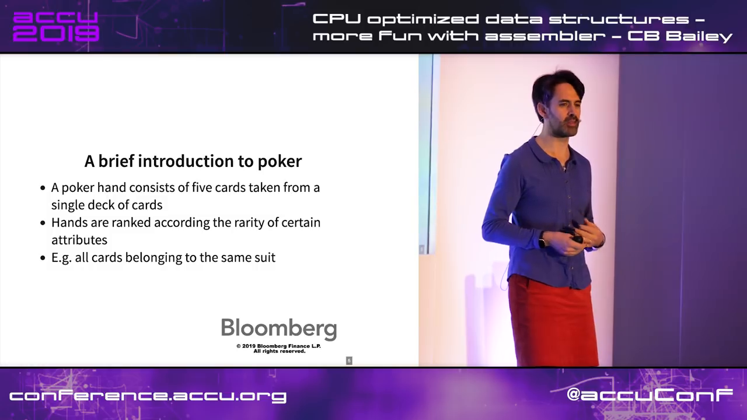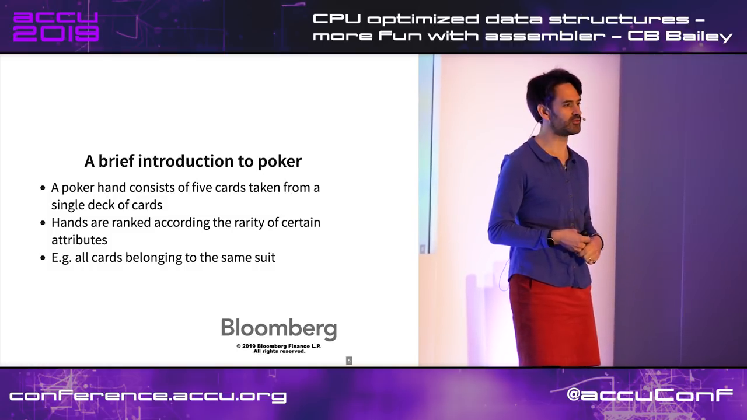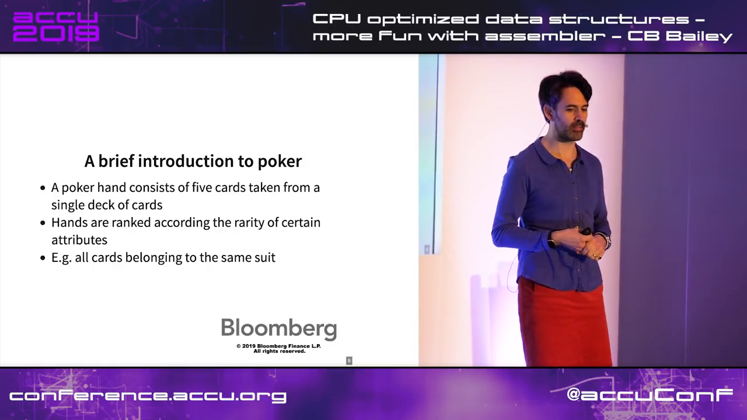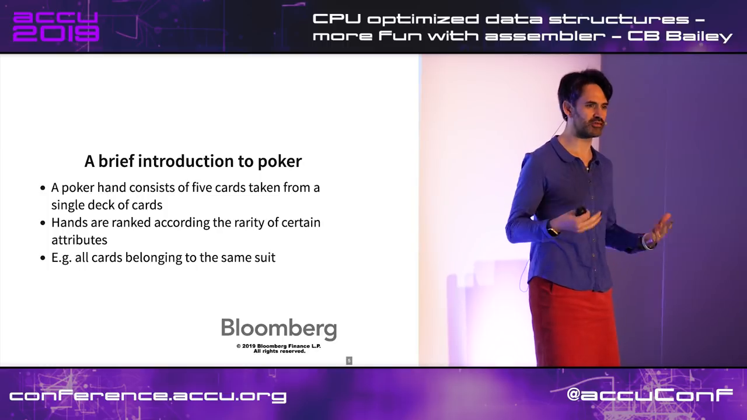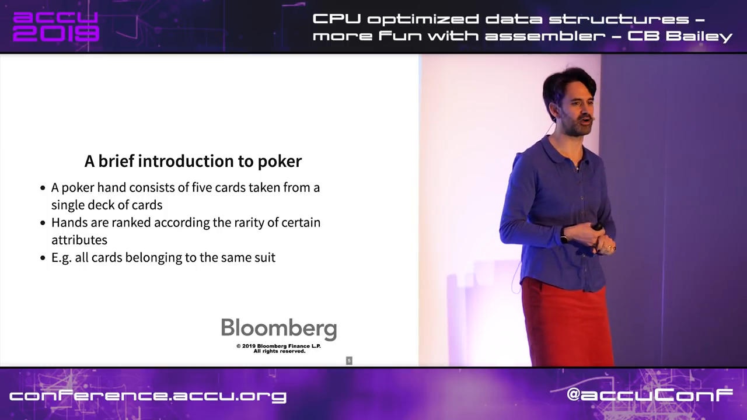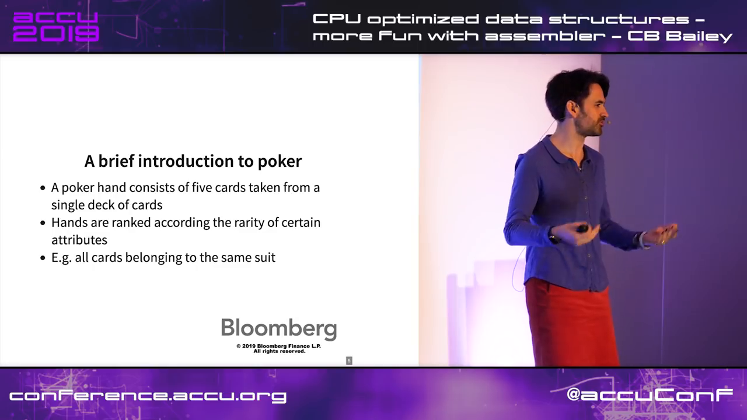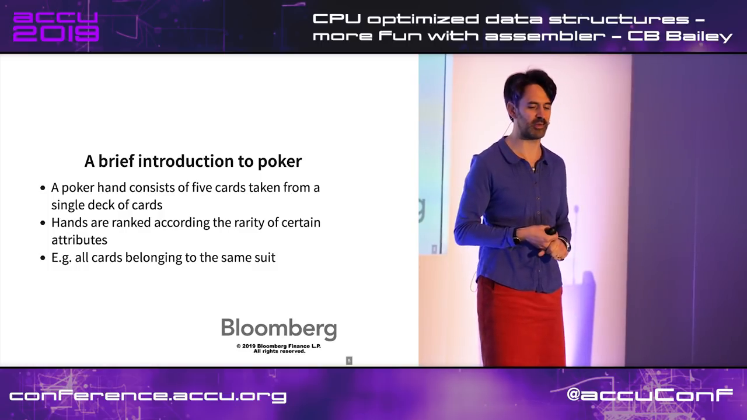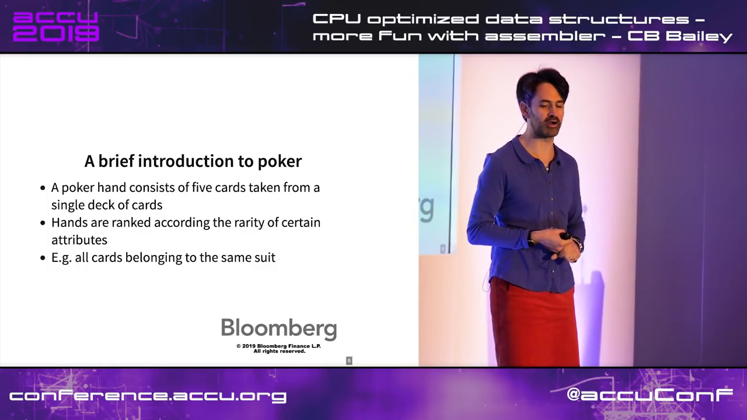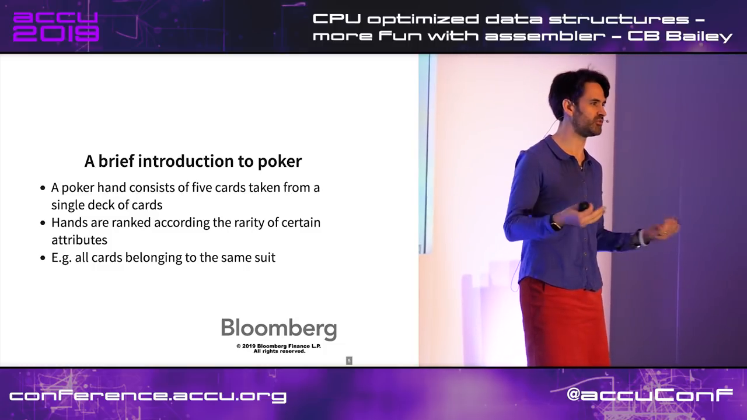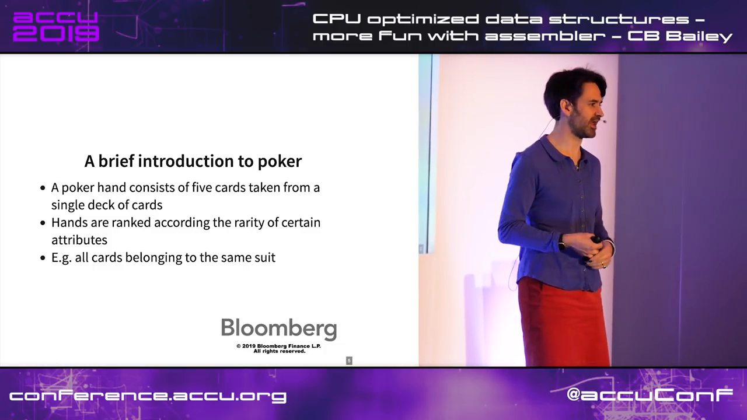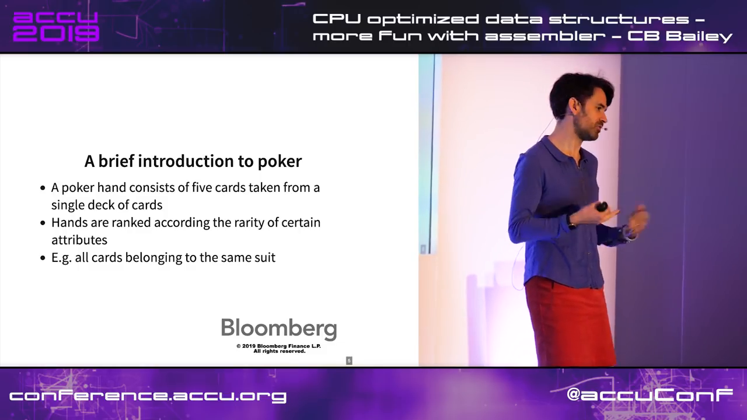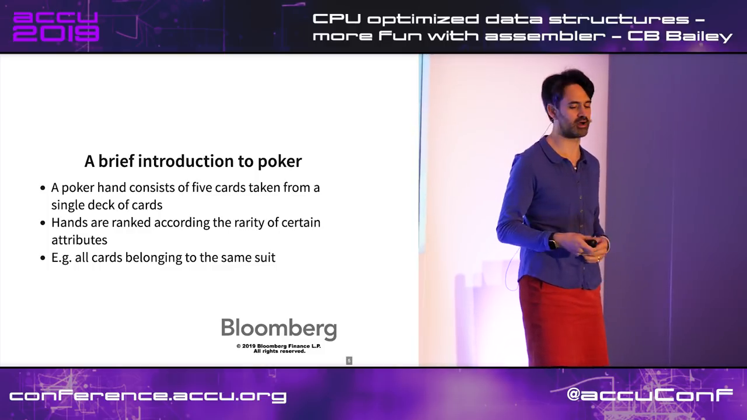So in pretty much every game that's called poker, a hand is five playing cards taken from a single deck of cards. Hands are ranked according to certain attributes of those five cards, patterns, things that humans find interesting. The rarity of those patterns pretty much determines how high scoring a hand is. So one particularly good hand to have is if all five cards have the same suit. That's relatively rare, so it wins over a lot of hands that don't have all cards of the same suit.